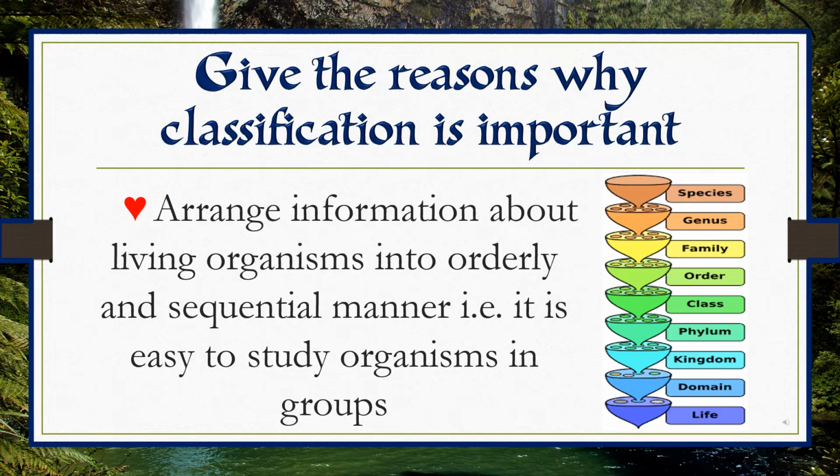Classification still arranges information about living organisms into orderly or sequential manner. That is, it is easy to study organisms in groups. You can look at the domain, kingdom, phylum, class, order, family, genus, species, depending on the way you want to look at them. Classification can help us in that way.